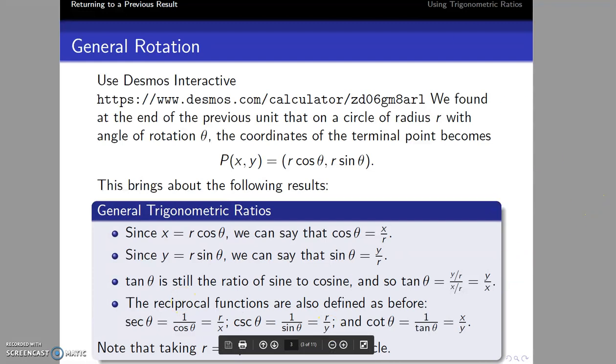Now, before we move on, I want you to recognize that this is not different necessarily from how we defined sine, cosine, and tangent in the previous unit on the unit circle. Right?